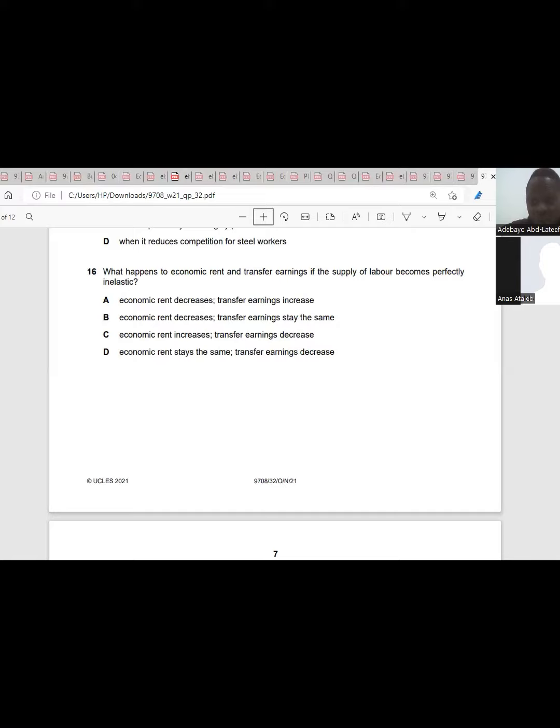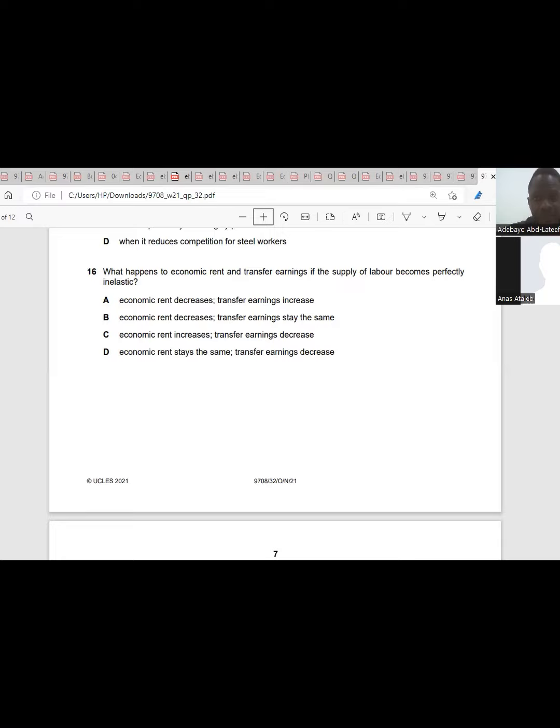If the supply of labor, do you understand what I'm saying here? Yes. What you earn, you pay your rent from what you earn, yes or no? Yes. All right. So if your rent increases, what will you be able to send home? Whatever you have to send home will reduce, yes or no? Earning decrease. So it is C.